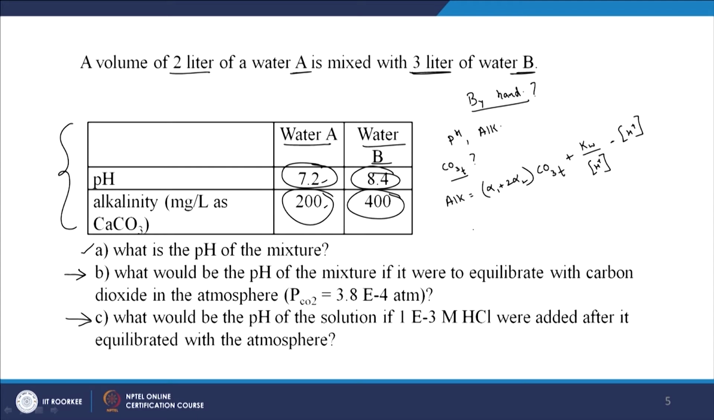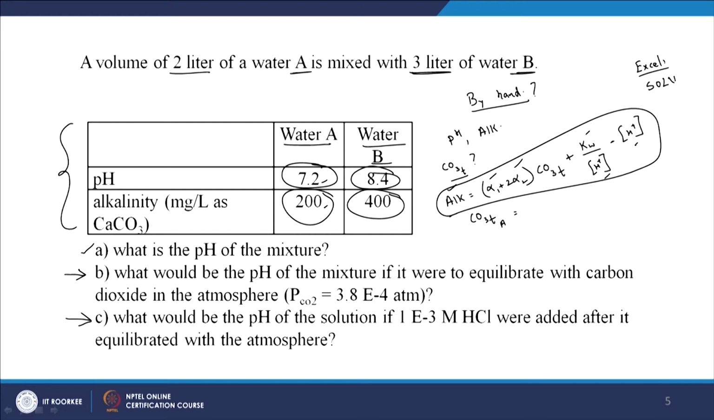So from here what can I calculate? I know alkalinity, I know alpha 1, alpha 2, H plus and Kw. So I can calculate CO3 total of solution A, but this is going to take some time. What can you use to solve for this? Let us say you can use Excel, and in that case you can look up a function called Solver and use that to solve this, but obviously it is going to be a bit tedious and I am not going to go through that.